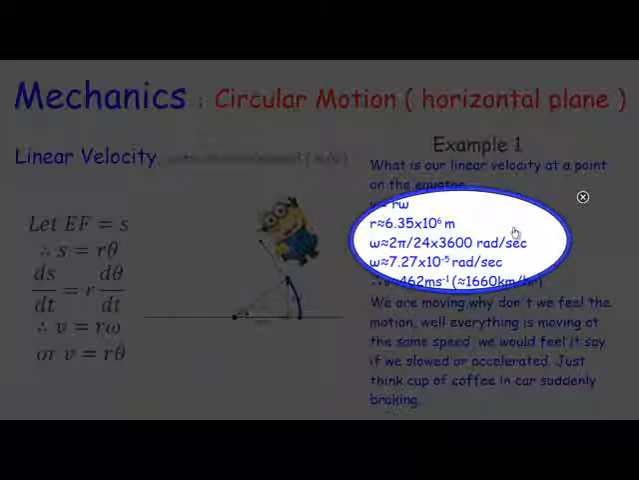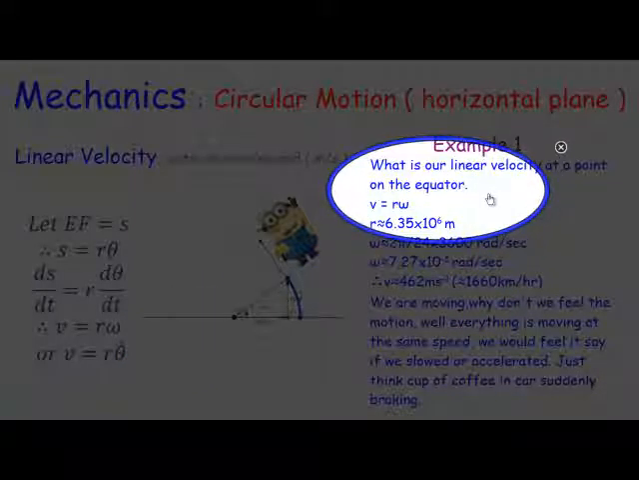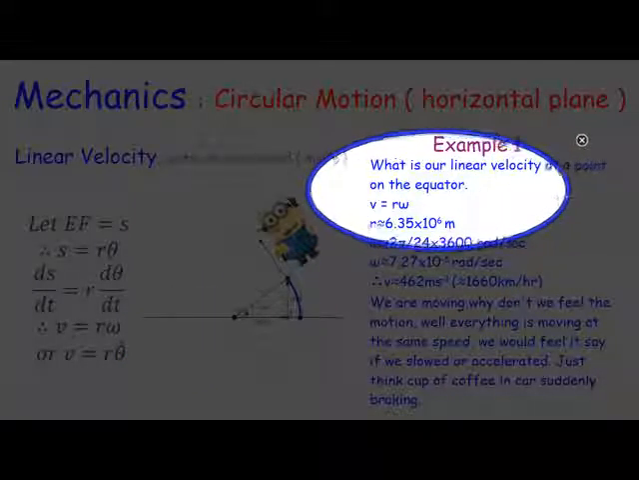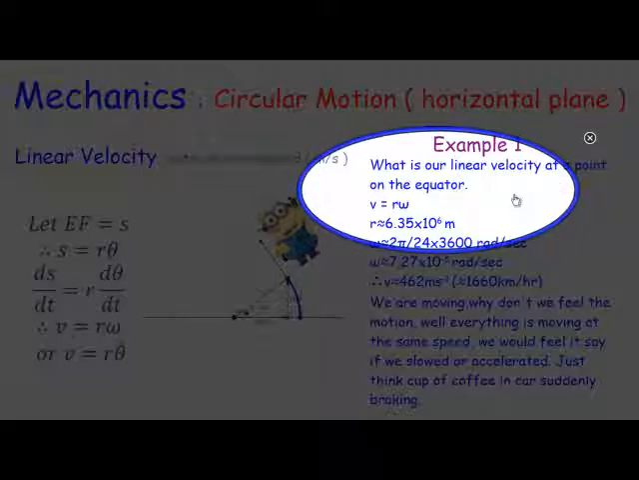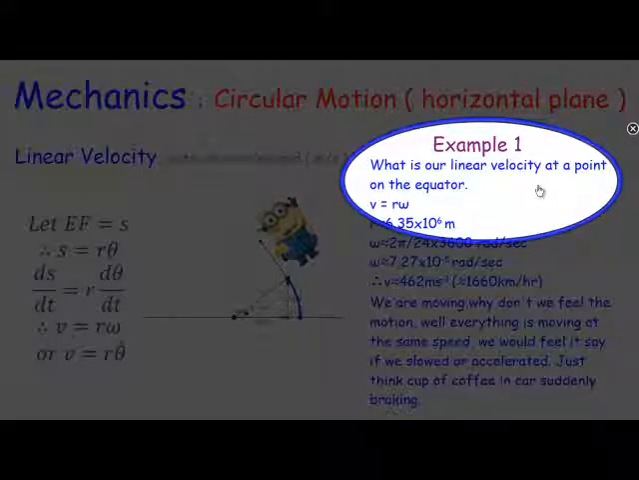Let's have a quick little example. There's an example here about the Earth. Example 1: what is our linear velocity at a point on the equator? Well, it does change with latitude, but we're just going to pick the equator, to make it nice and easy. We know v is r omega, and we know the radius of the Earth. It's about 6,400 kilometers, but more accurately 6.3 times 10 to the 6 meters.